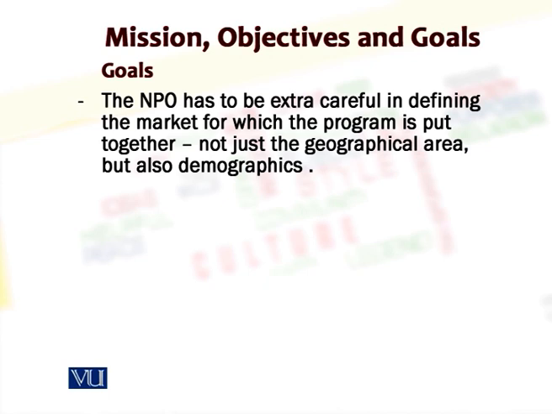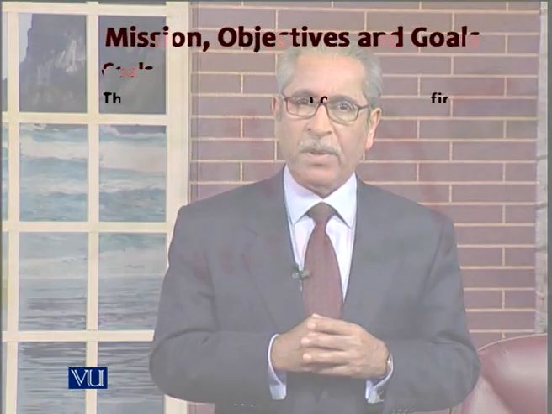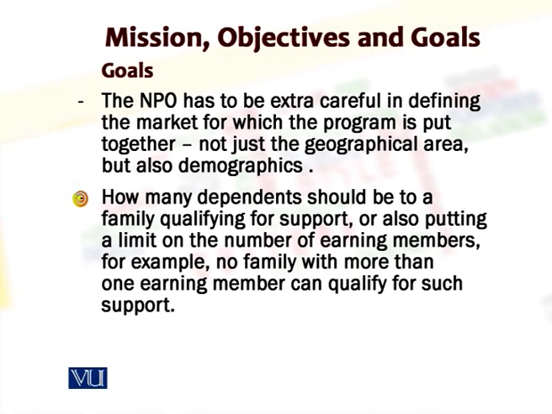Here, you'll have to work out the mechanics for identifying the families that are your target market. And you can get into mechanics like demographics in the first place. In other words, identifying families on the basis of their income distribution. For example, you might decide for yourself that you would not like to distribute food, whether free of cost or at subsidized rates, to those families that have less than five members and that have more than one earning member.